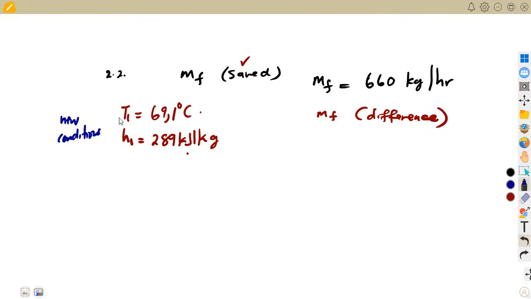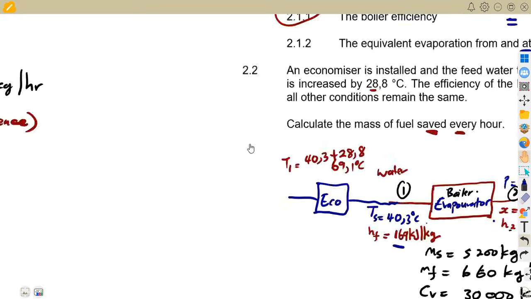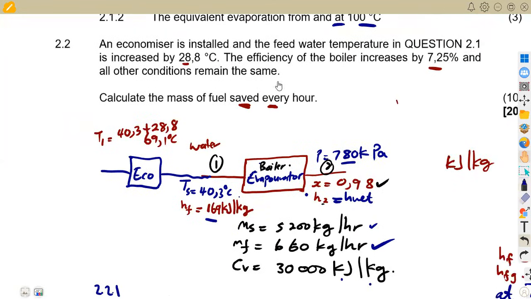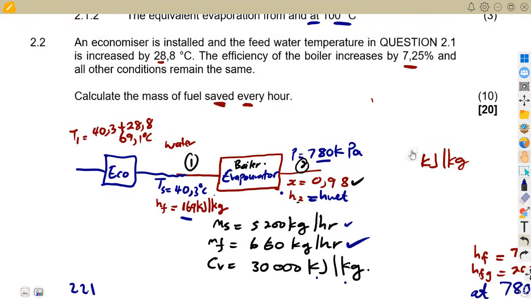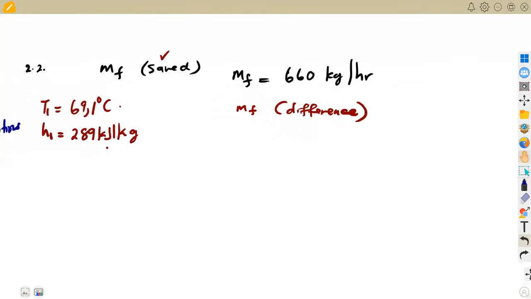And what are the new conditions? The temperature that has increased. And also let's consider there's another condition here. Okay, I left another condition here. The efficiency of the boiler increases by 7.25%. So there's an increase in efficiency in this case, which was 7.25%.